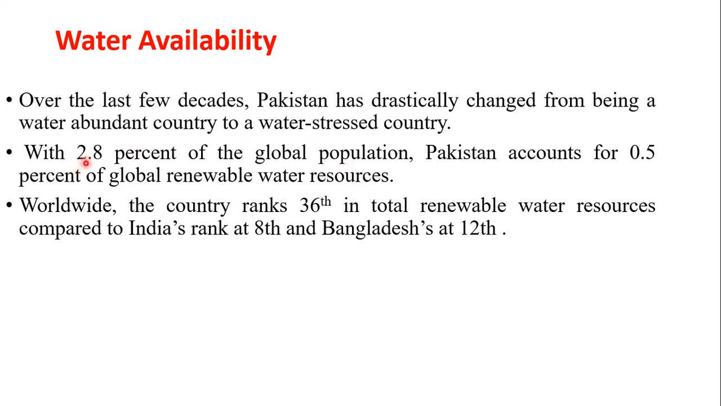Pakistan's population is 2.8% of the world, and Pakistan has just 0.5% of renewable water resources that we can use. Clear? Pakistan is the 36th country with fewer renewable water resources. Clear? Whereas India is 8th and Bangladesh is 12th.